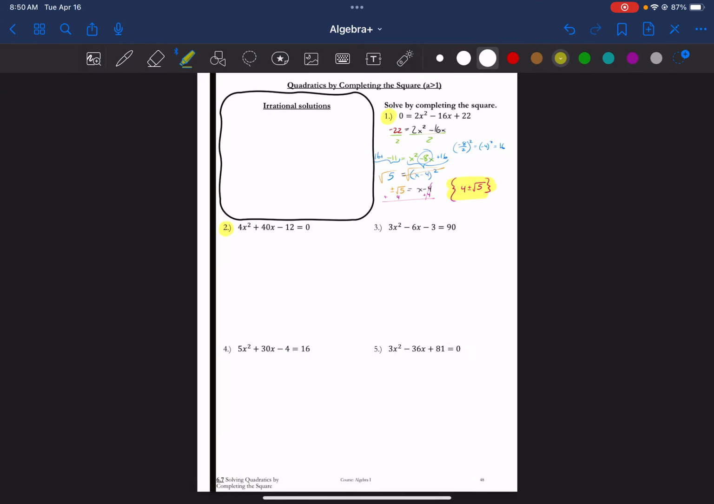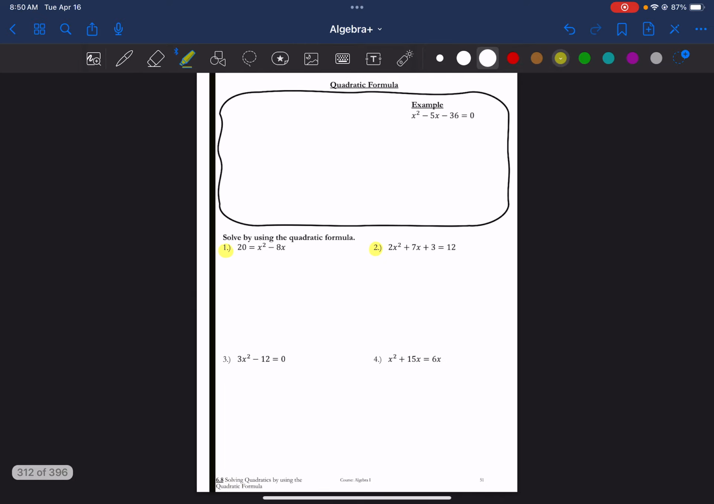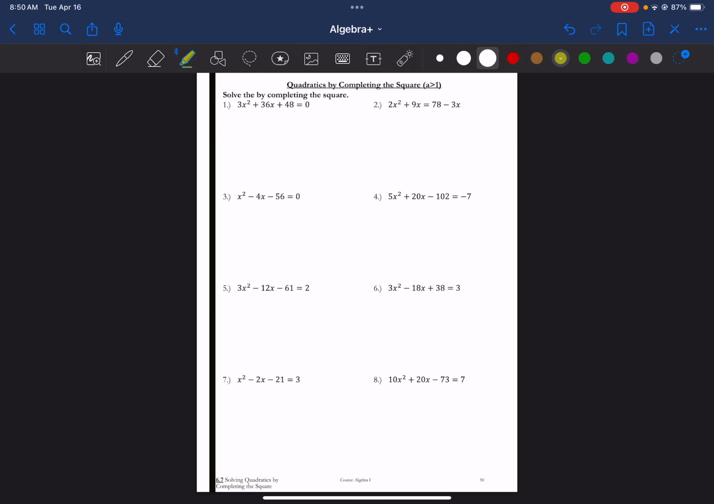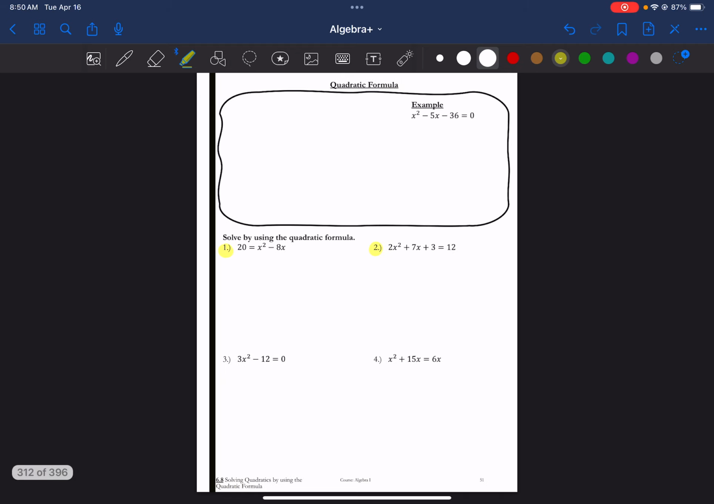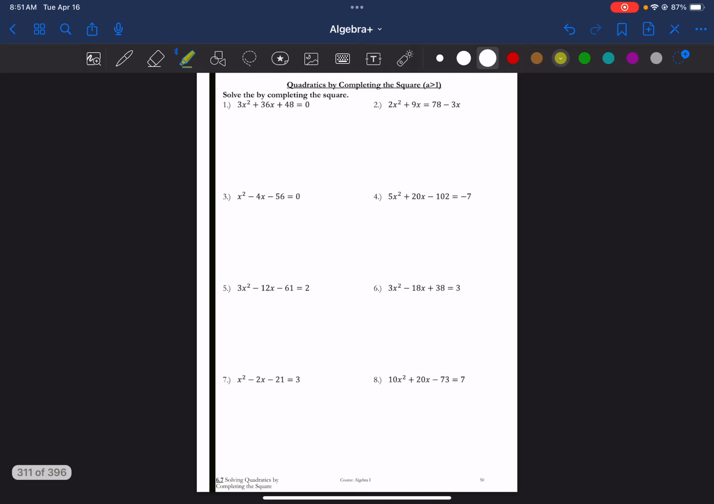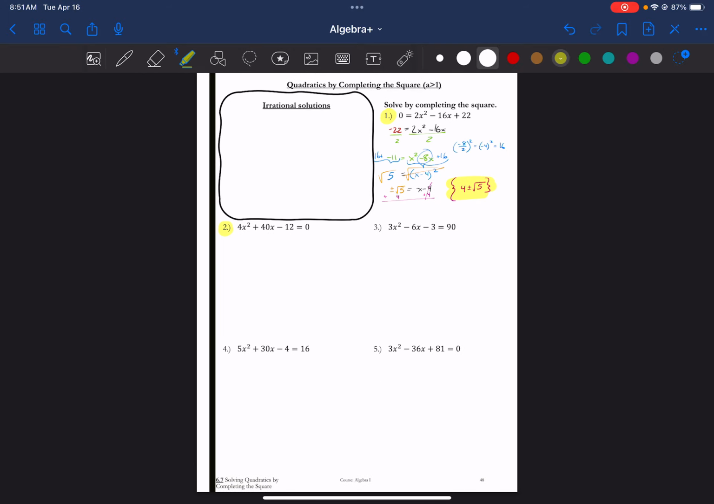There is another type of problem I want to go over because it's not going to look so friendly. You might get, oh, actually, you know what? Never mind. We can save that for when we get to quadratic formula. Go ahead and continue to practice. As you can see, there's a few pages that you have that you're able to practice with.